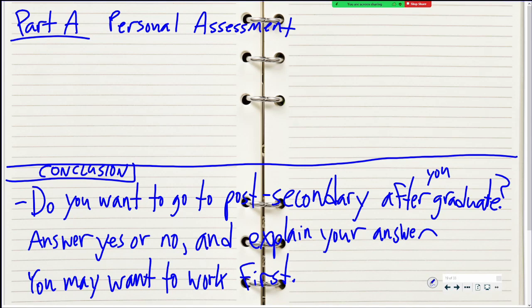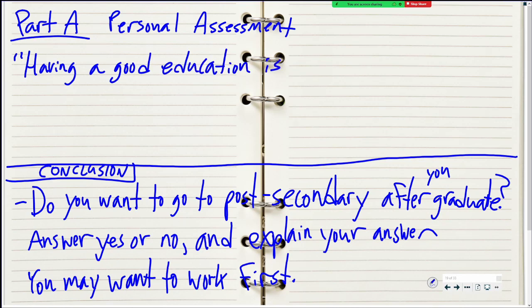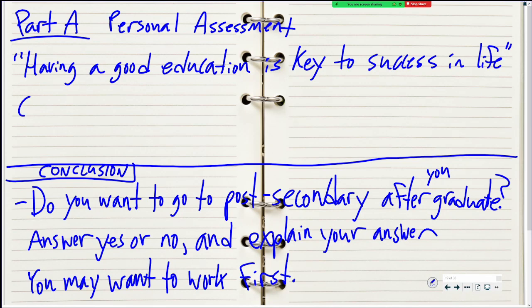they had this quote: "Having a good education is a key to success in life. Based on your past experiences as a student in school, from what you have experienced more recently and what you now understand about being successful, do you fully agree with this statement?" So another thing you have to do is comment on this phrase, having a good education is key to success in life. You have to comment directly on that quote.